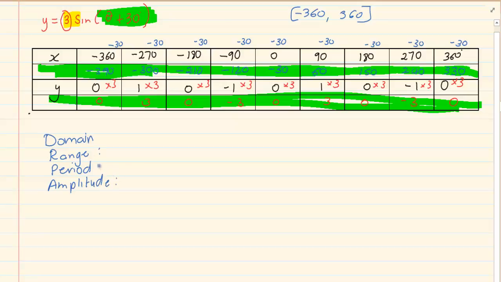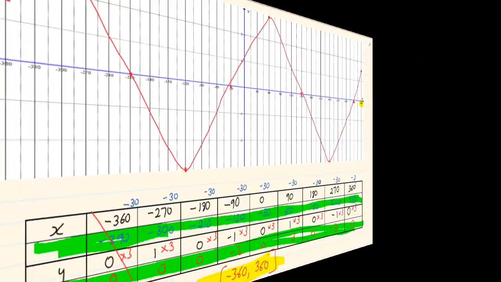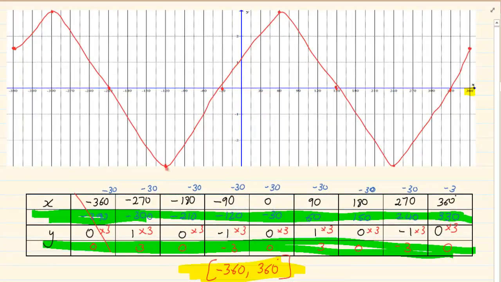Now, domain and range is usually what is drawn. What can you see on the drawing? So for the domain, if you look, they told you to draw from minus 360 to 360. The range, if you look at the range, what is the lowest? The lowest point is minus 3. And what is the highest? The highest point is 3. So we're looking at minus 3 and 3.